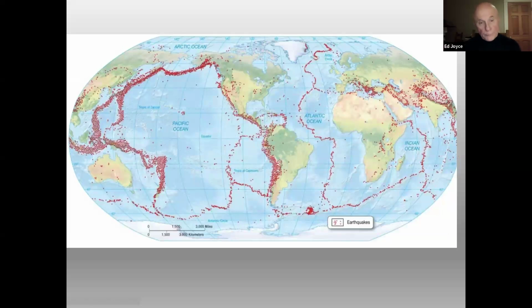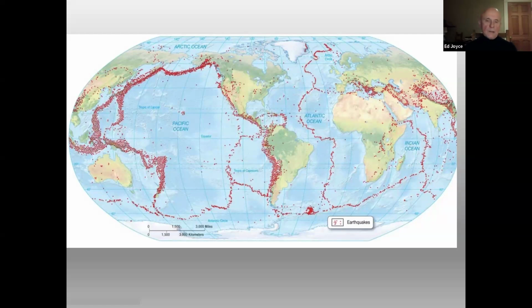And as it turns out, further support for the idea of plate tectonics is the correlation between earthquakes and the plate boundaries. And here, all the red dots are all the earthquakes that have occurred in the last, I don't know, 40 or 50 years, something like that. And if you go back and forth between this slide and this slide, you see a strong correlation. You see a 1-to-1 correlation between plate boundaries and earthquakes.